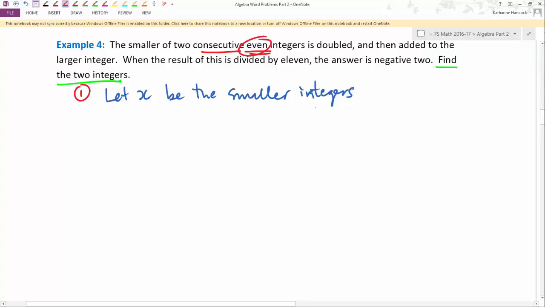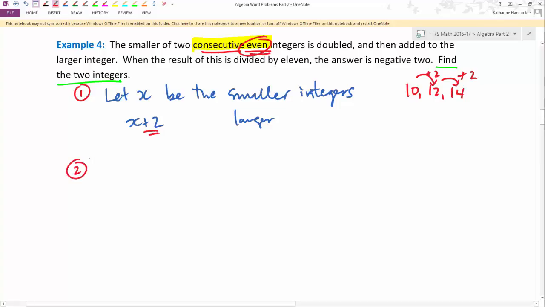And then it said the smaller of 2 consecutive even integers. So x plus 2 is going to be the larger consecutive even. Remember when we did consecutive even? That's like doing 10, 12, 14, right? You add 2 each time. So x plus 2 is going to be the larger integer.